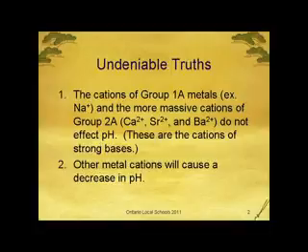So other metal cations, however, will cause a decrease in pH, and that's what we're going to look at in this podcast.